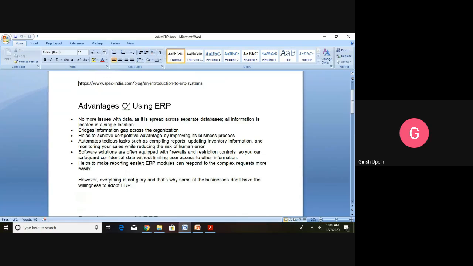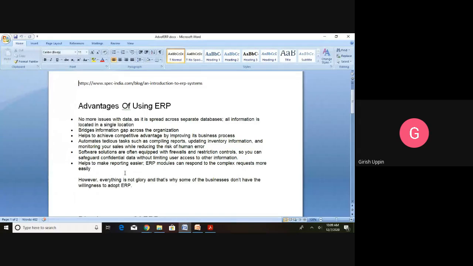Helps to make reporting easier. ERP modules can respond to complex requests more easily. So any kind of complex request you have, that query can be easily given to the ERP system, and we can find the answer for that.